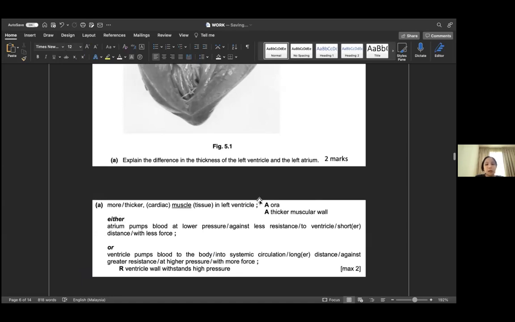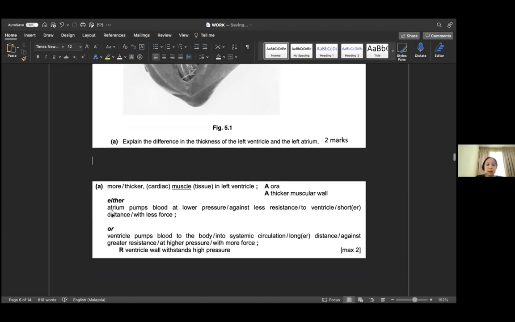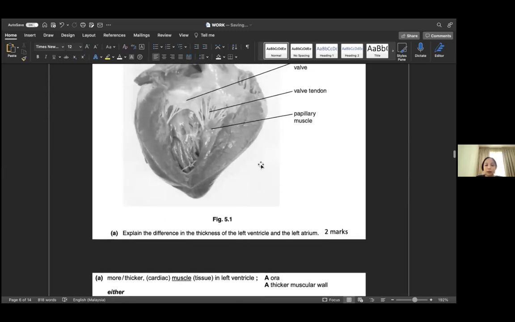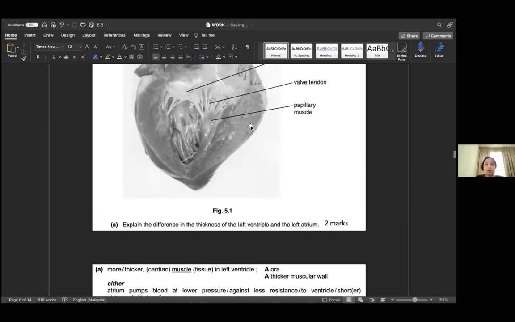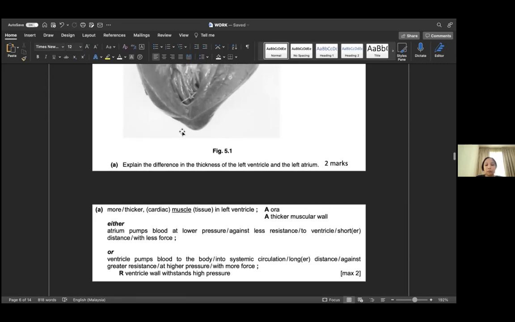You have to first describe the difference, which is that the cardiac muscle in the left ventricle is thicker than that in the left atrium. So the atrium pumps blood at lower pressure, or against less resistance, to the ventricle, which is a shorter distance, with less force. Because the left ventricle pumps blood to the target organs in the systemic circulation, it is located a large distance away. So the blood will experience larger resistance. So more force is needed to pump the blood to the targeted organs.